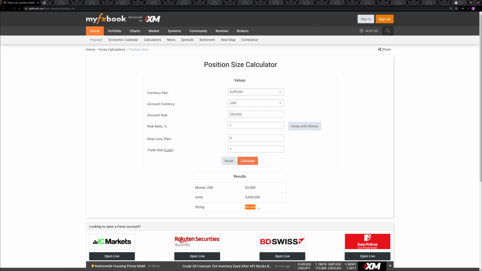So now that you have this figure here, all that you would do is enter it into your MT4 terminal when you go to enter your position. And that's all there is to it. Super simple, super easy to do. So remember to go ahead and grab the link below this video and just put it in your favorites bar because in my opinion, this is the best position size calculator out there.